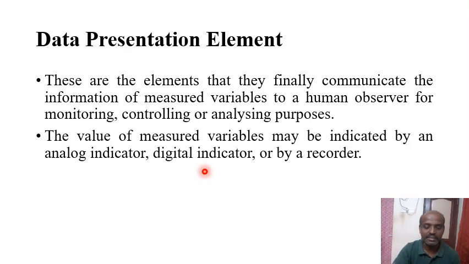Next is the data presentation area. As observers, sometimes we need information in the form of visualizations, like charts. Sometimes we need digital information, and sometimes analog information. That is done in this data presentation layer. As mentioned here, it is the final communication of the measured variable information to the human observer for monitoring, controlling and analysis purposes. That is what we do in the data presentation area. Thank you all.